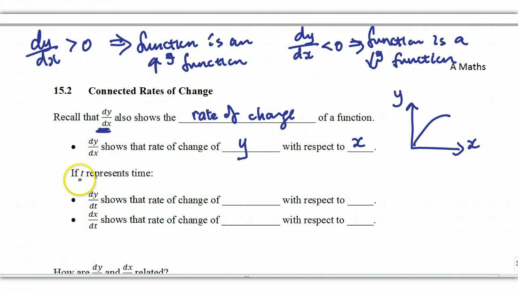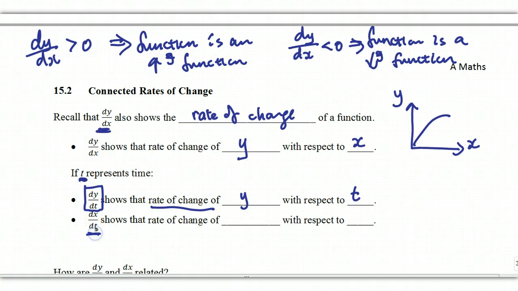Now, if we have t, which represents time, and we want to show dy over dt, then similarly, dy over dt also shows the rate of change. This is dy over dt, so it shows the rate of change of y with respect to time. What this means is that it tells you how fast y is changing with respect to time.